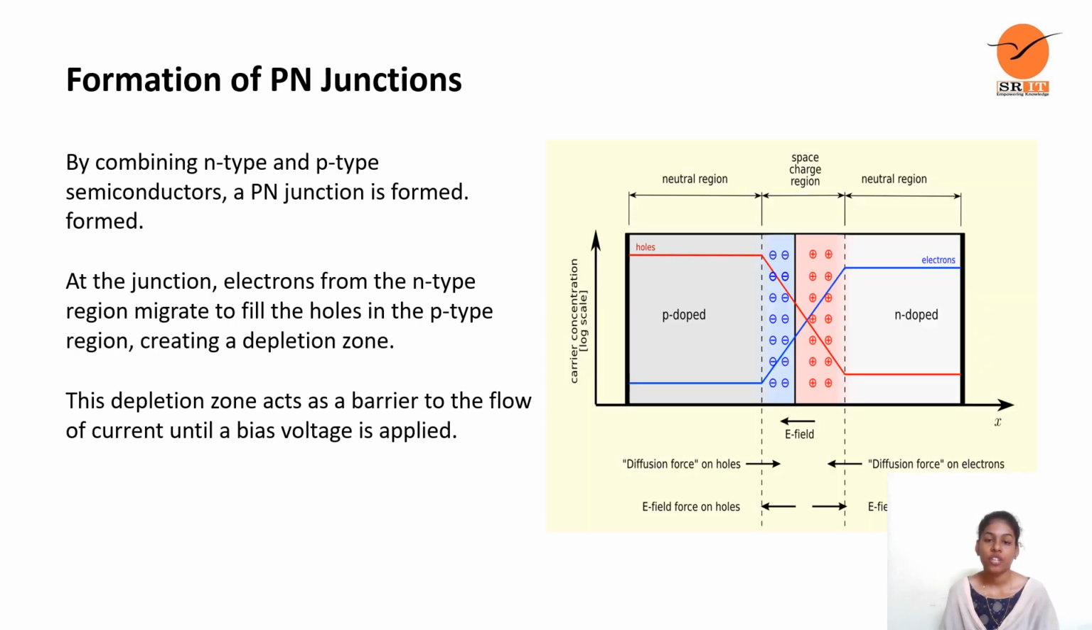Formation of p-n junction. In extrinsic semiconductors, we have the p-n junction also. By combining n-type and p-type semiconductors, a p-n junction is formed. At the junction, electrons from the n-type region migrate to fill the holes in the p-type region, creating a depletion zone. This depletion zone acts as a barrier to the flow of current until a bias voltage is applied. And this is the picture of that.